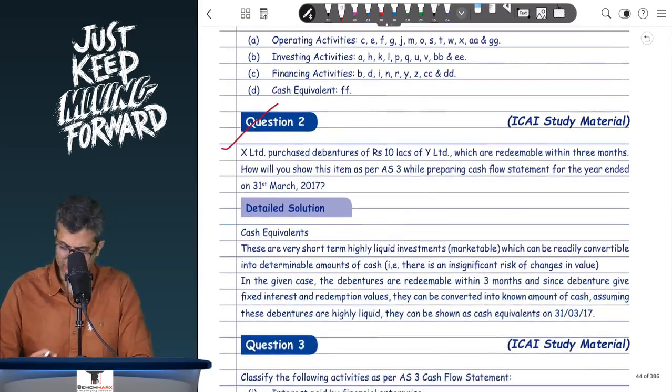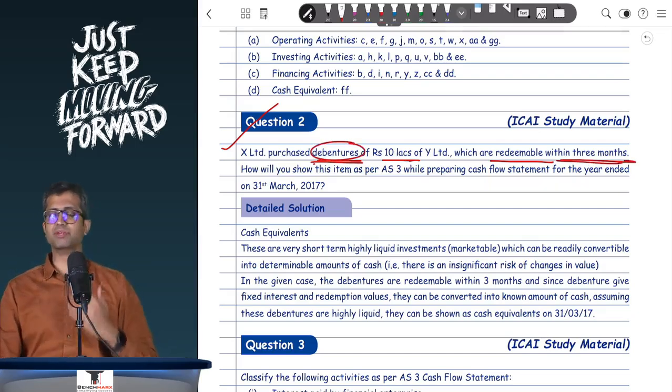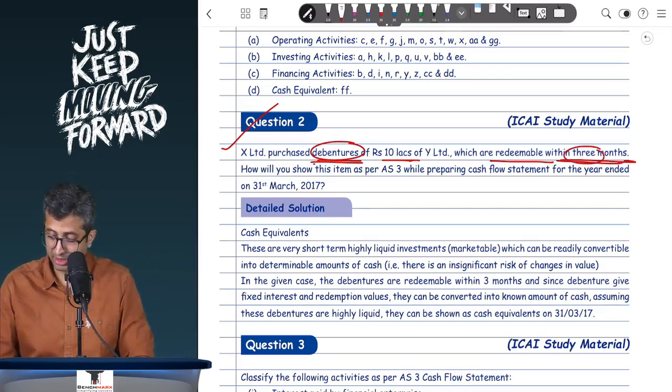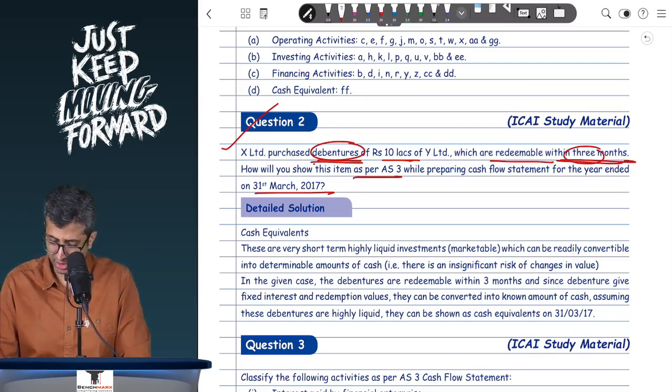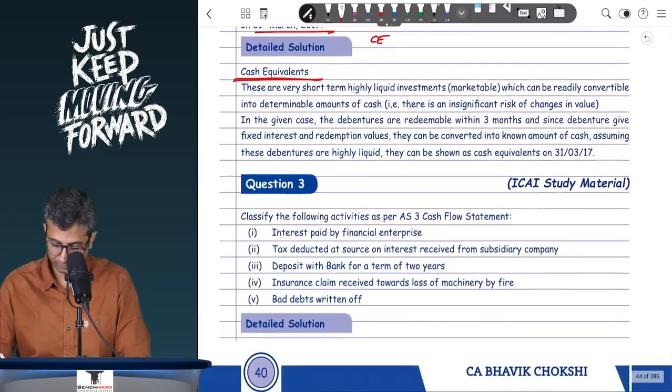Okay, question number 2. X purchase debentures of rupees 10 lakhs of Y, which are redeemable within 3 months. Now these are debentures. They don't have a significant change in value. So they have insignificant change in value and they're redeemable within 3 months from the date of acquisition. How will you show this item as per AS3 while preparing cash flow statement for 31st March 17? Well, this can be a cash equivalent because it meets the criteria for cash equivalents.